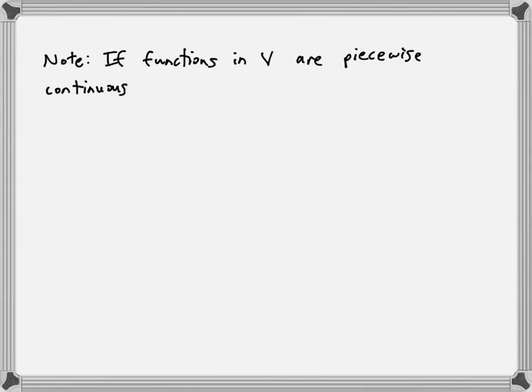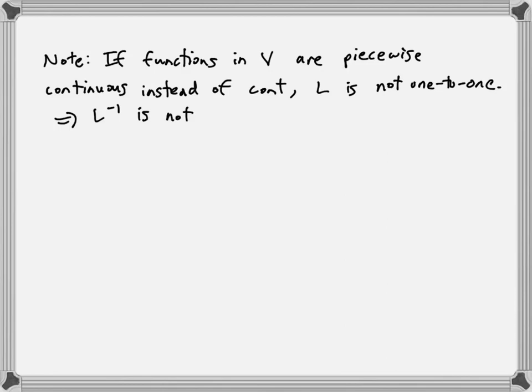All right, just as an aside here, you may be wondering, what about functions that are not continuous? What about piecewise? If functions in V are piecewise continuous, instead of continuous, L is not 1-to-1. What this means is that L inverse is not unique.